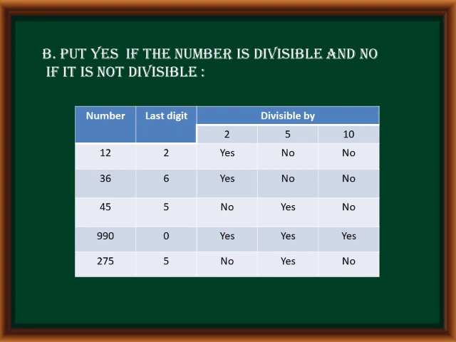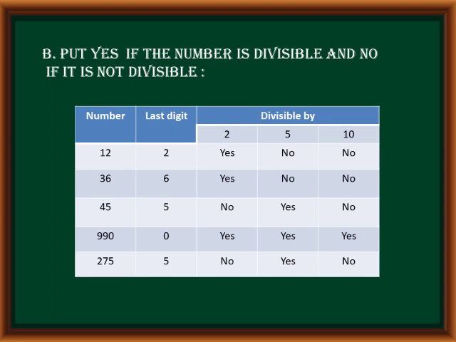Come to the second sum, 36. The last digit is 6 here. So again this number is divisible by 2, but it is not divisible by 5 and 10. The next sum, 45. The last digit is 5 here. So it is not divisible by 2, but it is divisible by 5, and it is not divisible by 10, because only if it ends with 0 the number is divisible by 10. So here the number is divisible by 5 only.